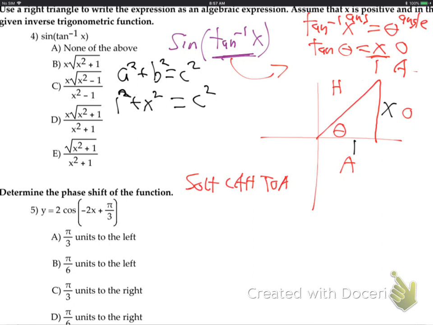1 squared plus x squared. So that's 1 plus x squared is c squared rooted. So this side is the root of 1 plus x squared, isn't it? A little scribbly there. Good. And now, are we ready to wrap this problem up? What's their question?